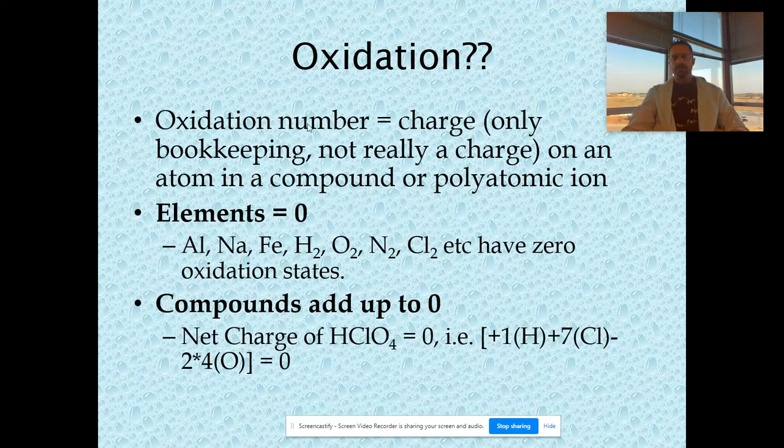They are also available in your book, but I would write them all out. Elements are going to be 0. Keep that in mind, especially when we see things that we're used to seeing like oxygen and sodium. If it just says sodium, that's an element. Don't go +1 and move on, right? Unless it's got a charge or it's in a compound, it's just 0. Compounds are going to add up to 0.